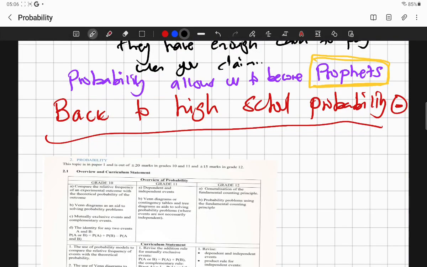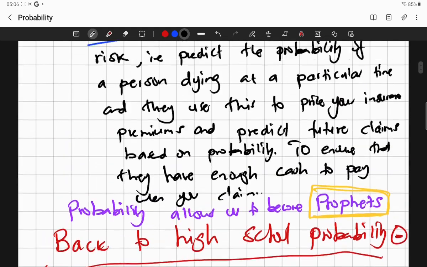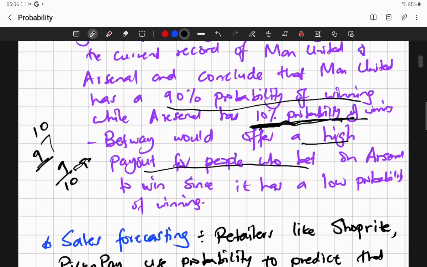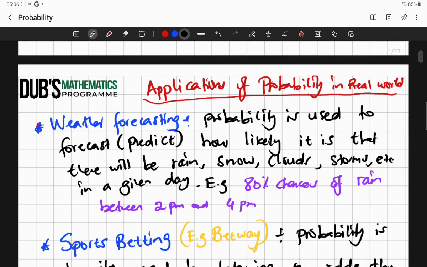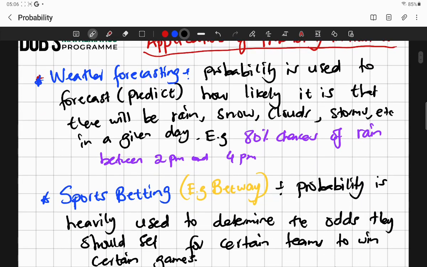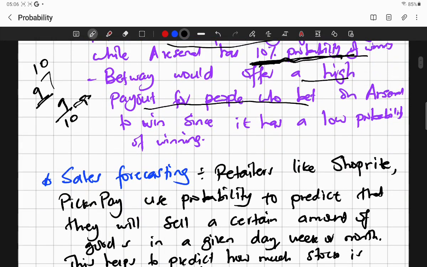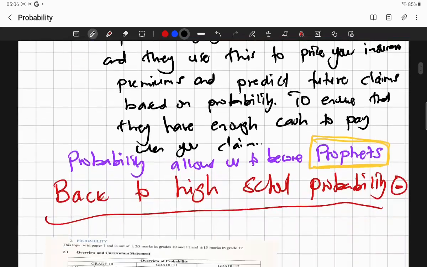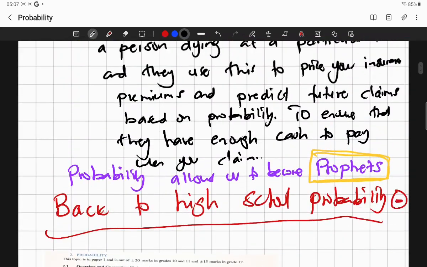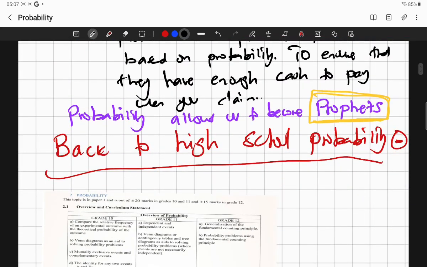Welcome back to the second video on probability. In the previous video, we looked at what exact probability is, and how it is applied in the real world, and we said it has so many amazing and fascinating applications. But as always, before we get to do these applications, firstly we need to understand the basics that are covered in high school before you can do all this advanced stuff, which you will do in varsity, you'll do in the workplace.